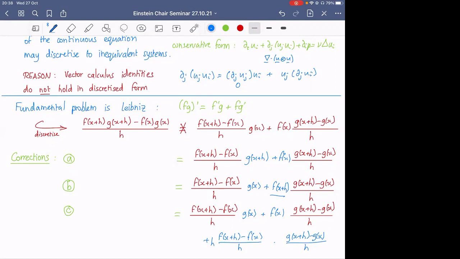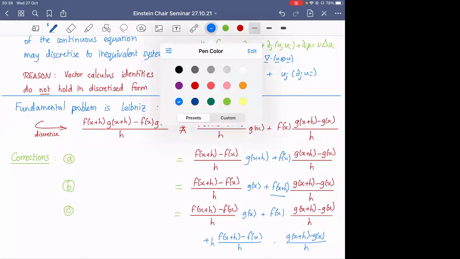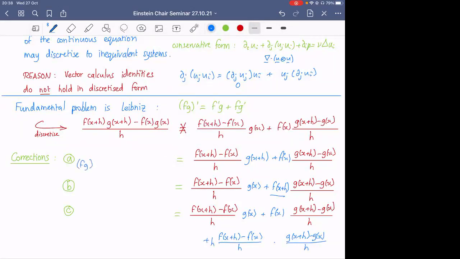So now we have three different variations. What are these three variations? You could write them in shorthand. Here we have the discretized version of the derivative of the product. In the first case it is given by the discretized derivative of f times, well, it's not g, but the shifted g, g at x plus h, plus f times the discretized derivative of g. So that's one way. The other way is shifting f instead of shifting g.